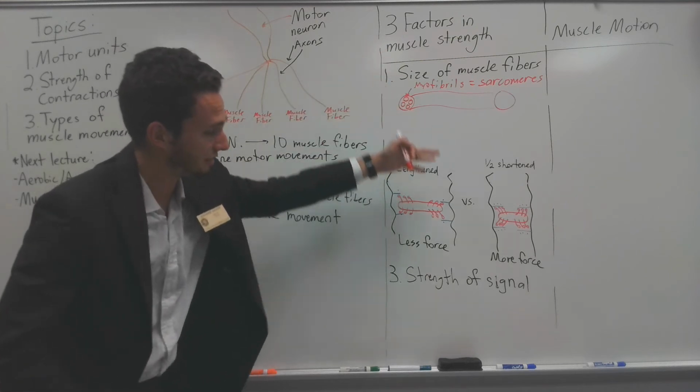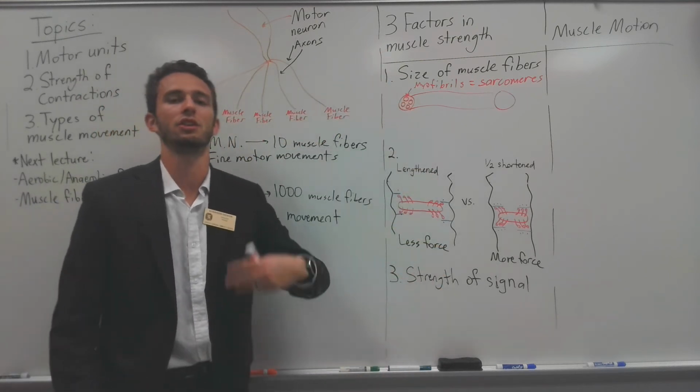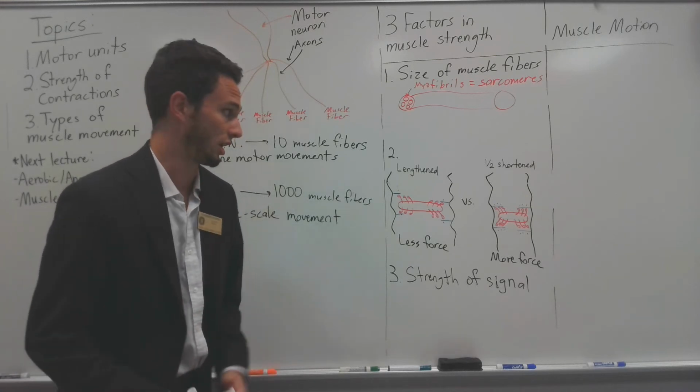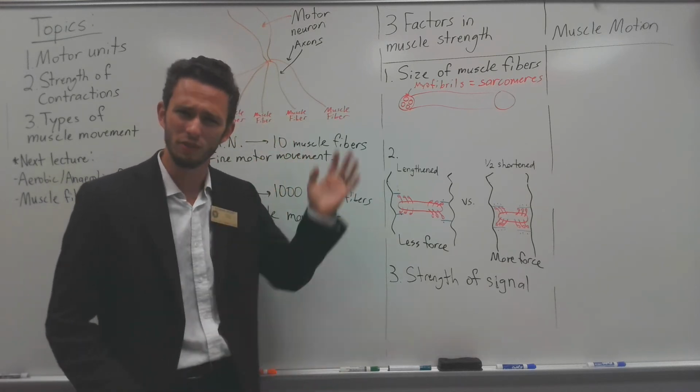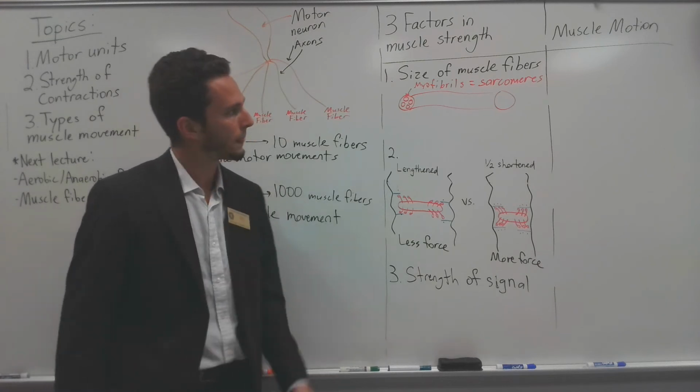So these are the 3 things that can impact your muscle strength. Now, other things could probably impact it, like energy availability, exhaustion, the tearing of the muscle fibers. All those could also impact, but these are 3 good general things to remember.